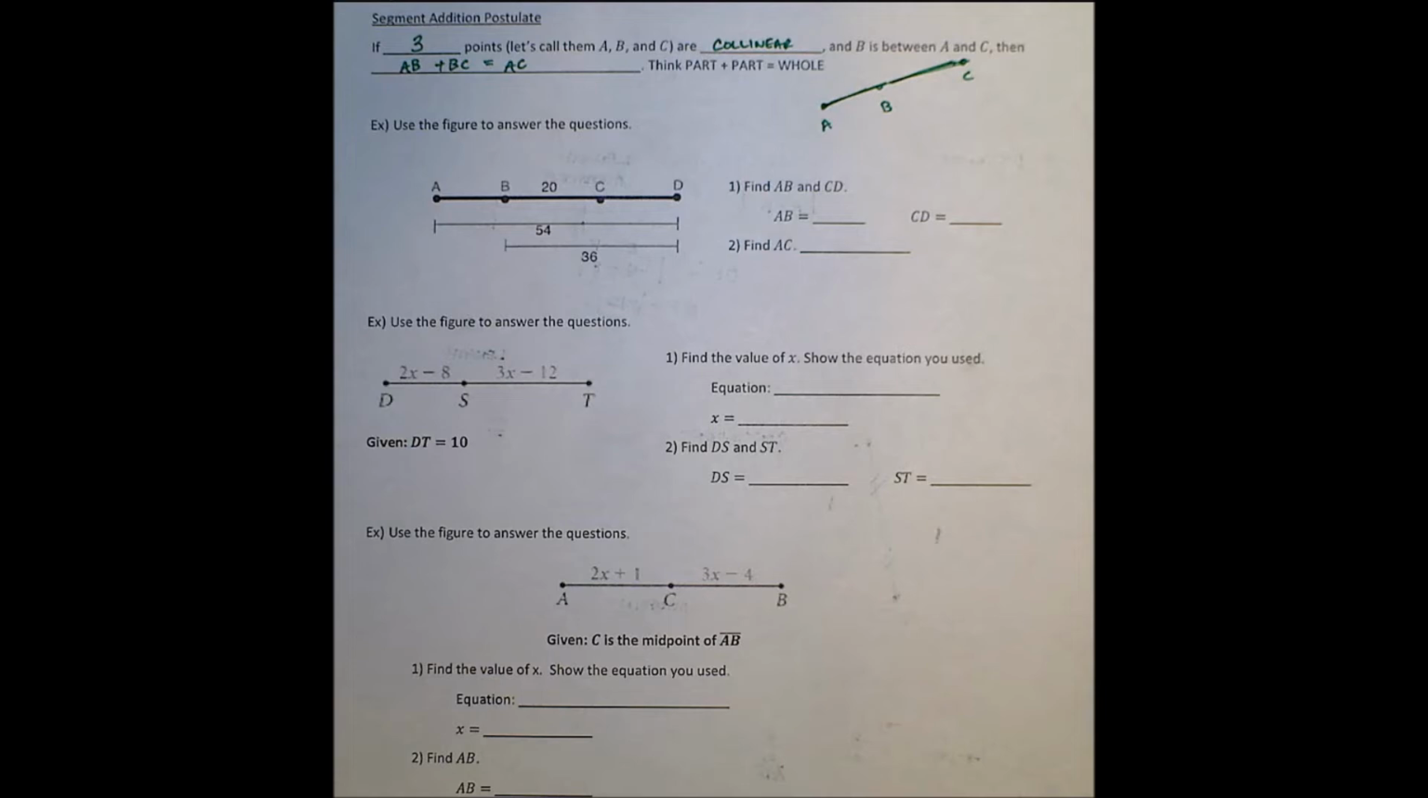Okay, so with that in mind, let's answer these questions. It says find AB and CD. Well, a couple things we can use. They gave us this line, AD, and then they gave us a few measurements.